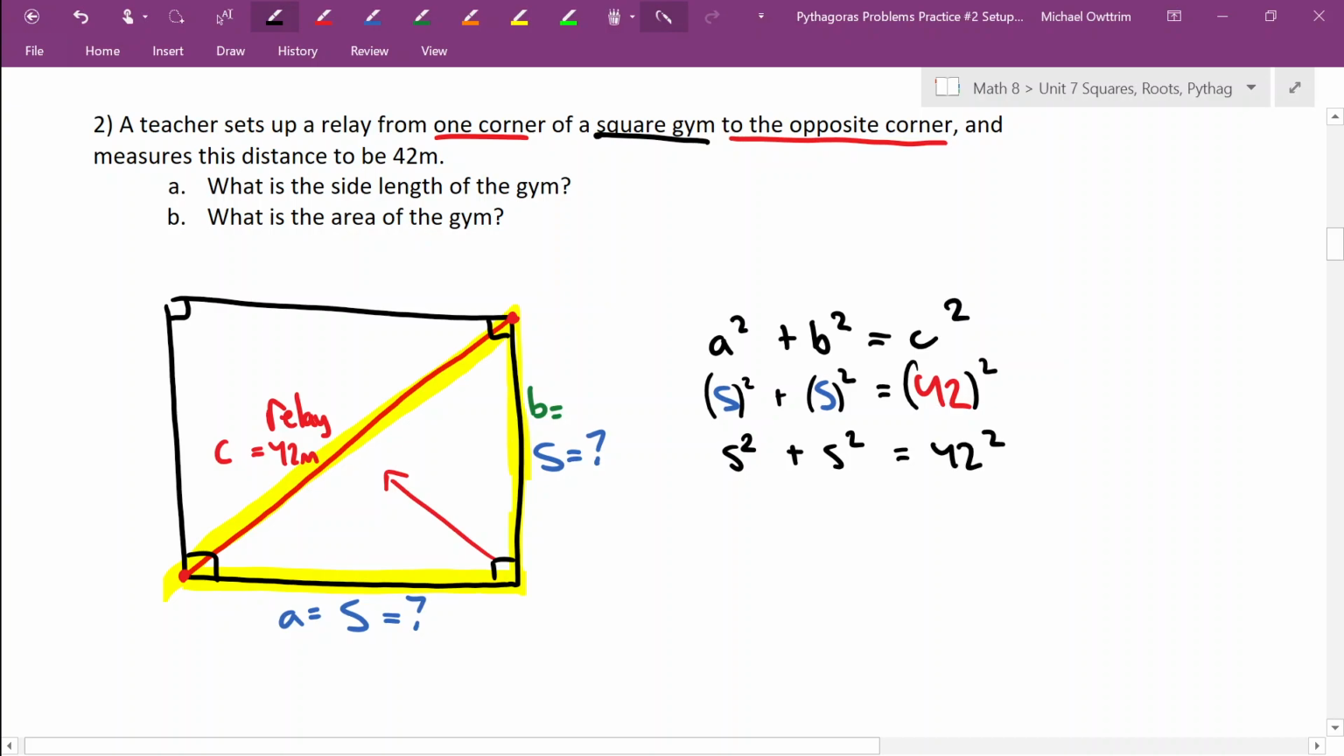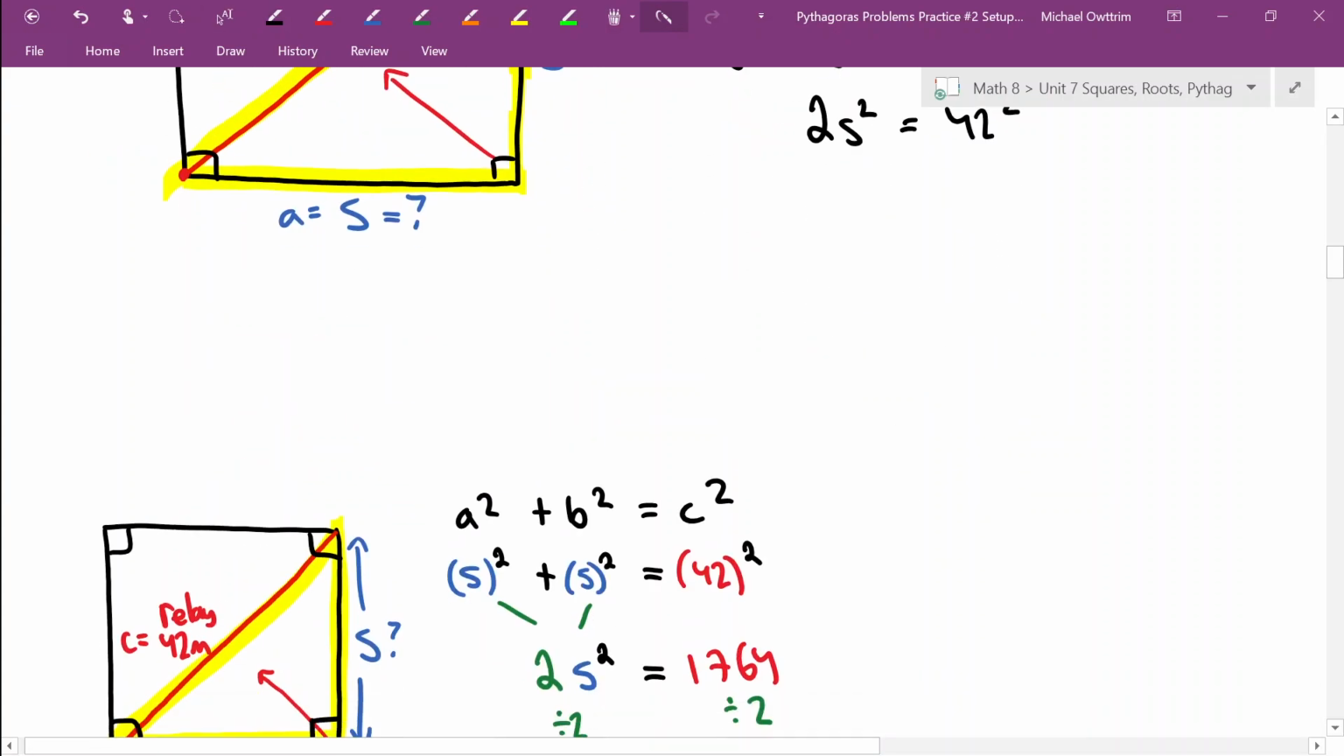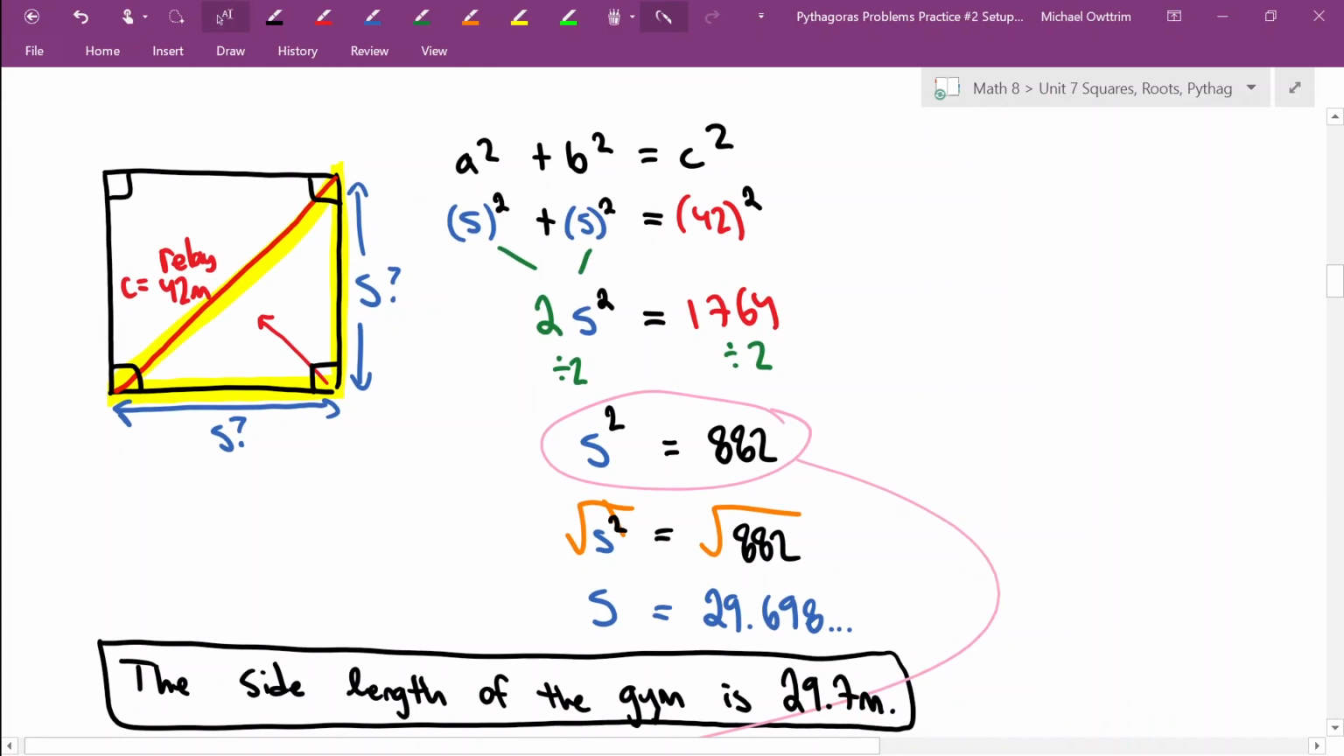And then if I have one of something and I add another of that same thing, then I have two of that thing. So 1s squared plus another s squared gives me 2s squared, and that'll equal my 42 squared. And that's the key to being able to solve for that side length in this question. Finishing off that approach, we would divide both sides by 2 to undo our multiplication, remembering that when solving, we're working in reverse BEDMAS order. That'll give us s squared is equal to 882.